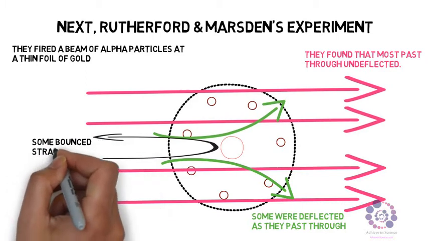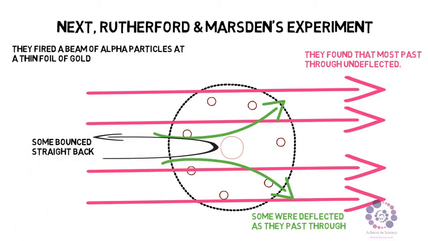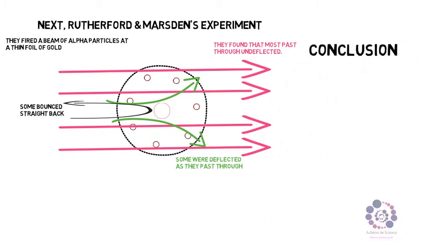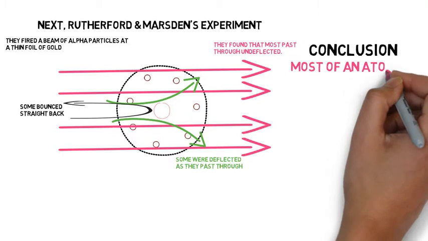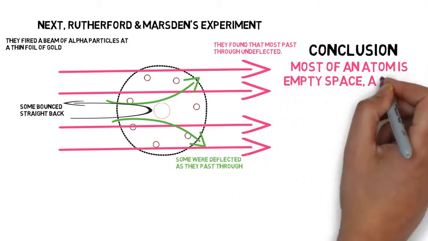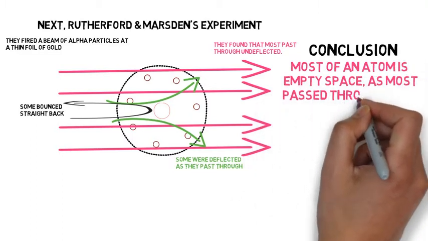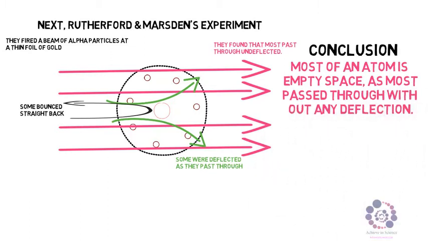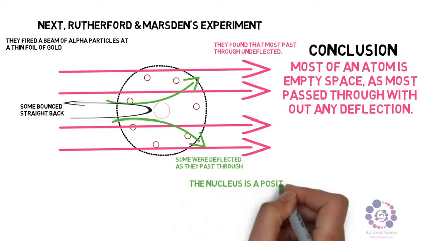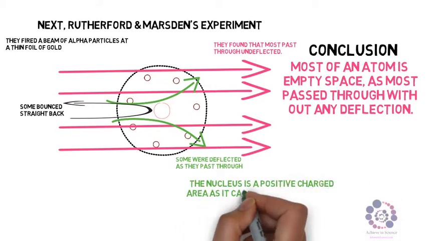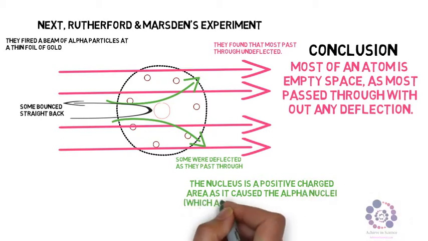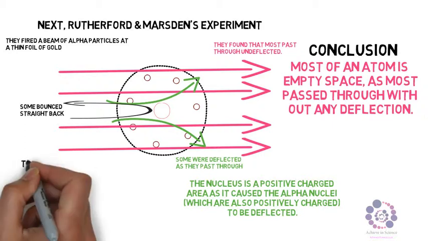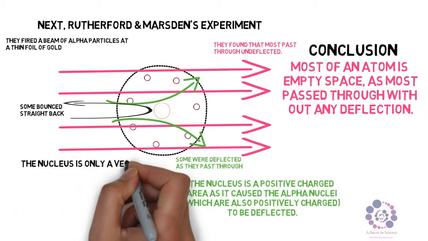Following this, Rutherford and Marsden had to draw some conclusions. They looked at each observation and drew some conclusions. Because most of them passed through undeflected, they said that the atom was mainly empty space. As some were deflected, they drew the conclusion that the nucleus was positively charged, because the alpha particles were also positively charged. This caused them to be deflected, i.e. they repelled from each other because they were like-for-like charges.